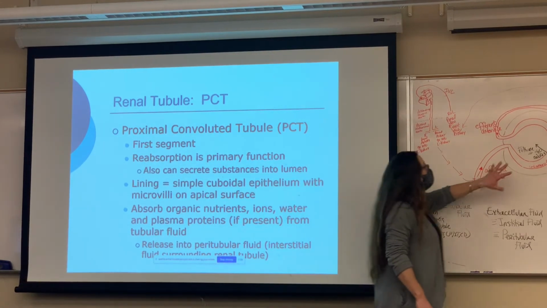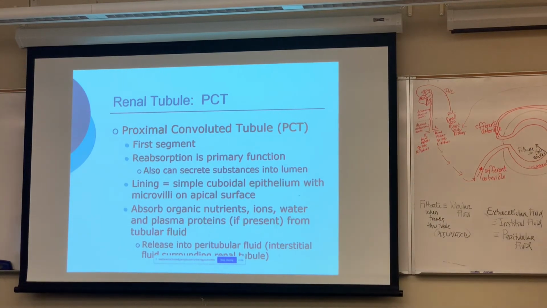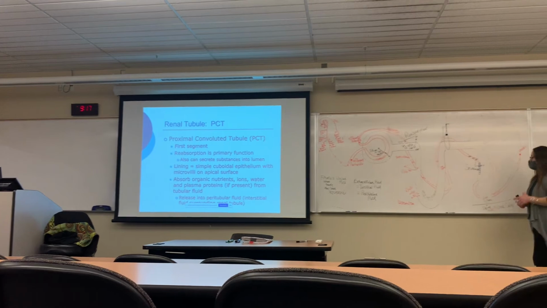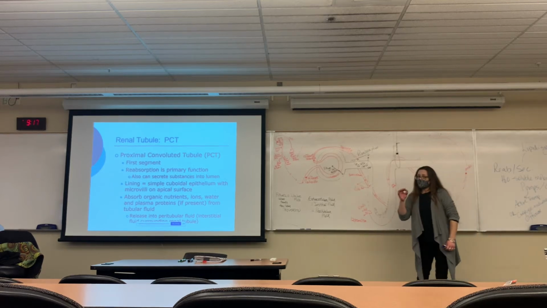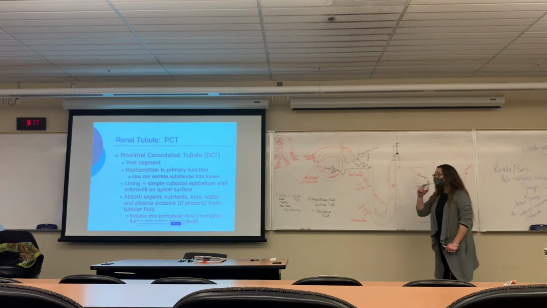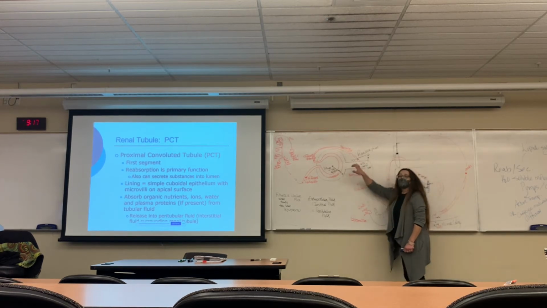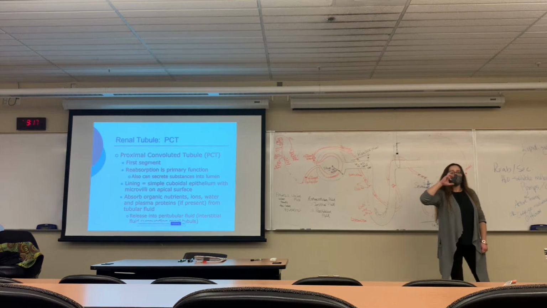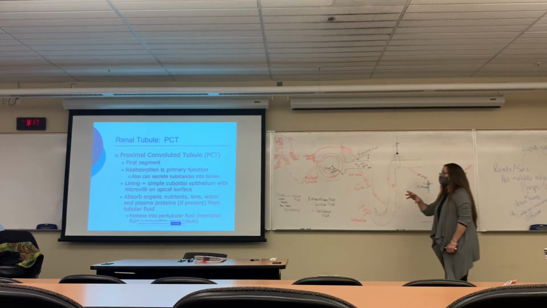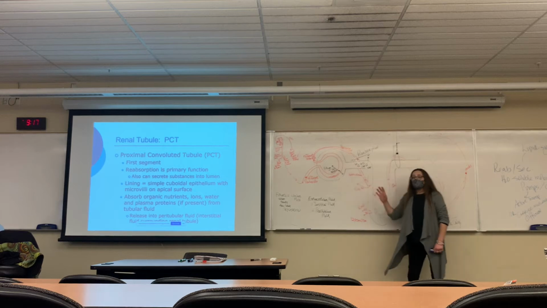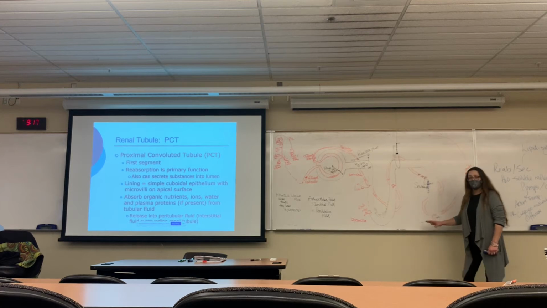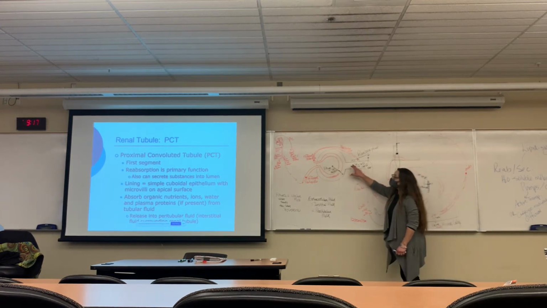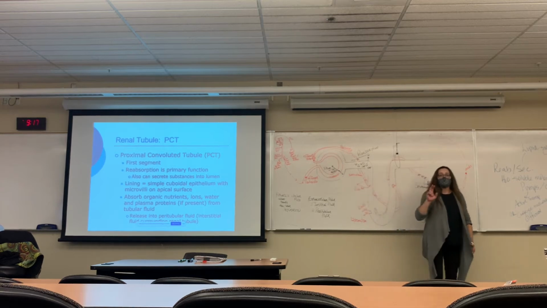We said that of all this filtrate we produce, 99% of it has to get reabsorbed before that filtrate leaves the collecting duct as urine and we can't touch it anymore. Where most, not all by any means, but most of that reabsorption happens is right there at the PCT. So if 99% has to get reabsorbed sometime as it's traveling through the renal tubule, about 70% of it gets reabsorbed at the PCT.